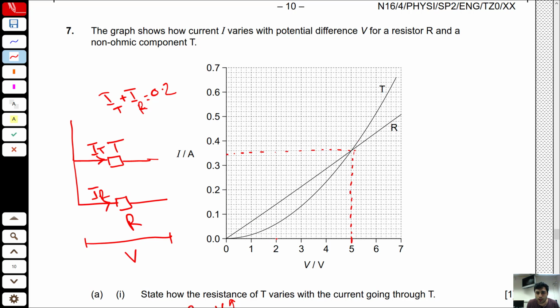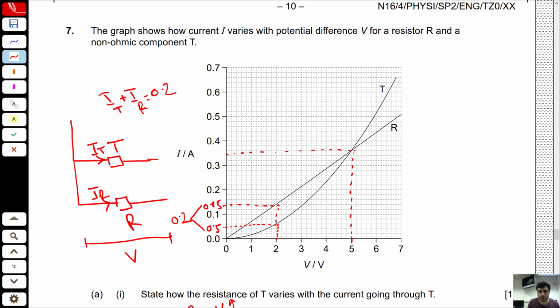Let's check this. 2 volt. So the current across R is around 0.5, and the current across T is 0.15. Do they add up together? At 2 volt to give us 0.2, 0.5 plus 0.15. Yeah, so these two currents add up together to give us 0.2.